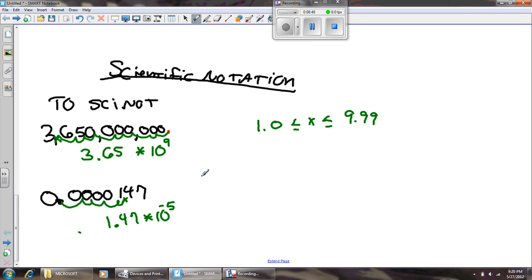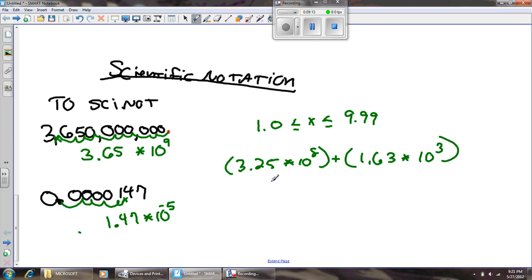Now, when you have to add, subtract, multiply, or divide, I advise you to use your calculators. Your calculators are great for this kind of stuff. Just put parentheses, 3.25 times 10 to the 8th plus 1.63 times 10 to the 3rd. See, right now you can't add these together because the exponents don't match. Your calculator is programmed to know that, and it'll take care of converting them for you.